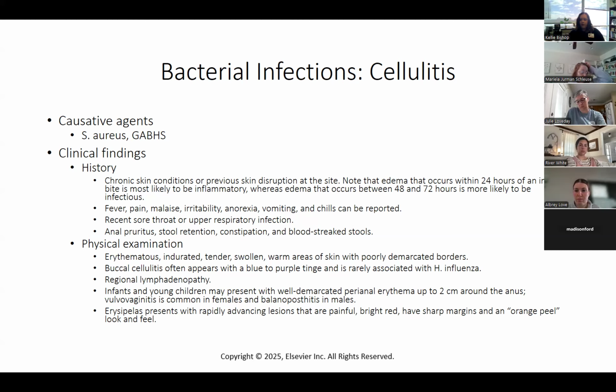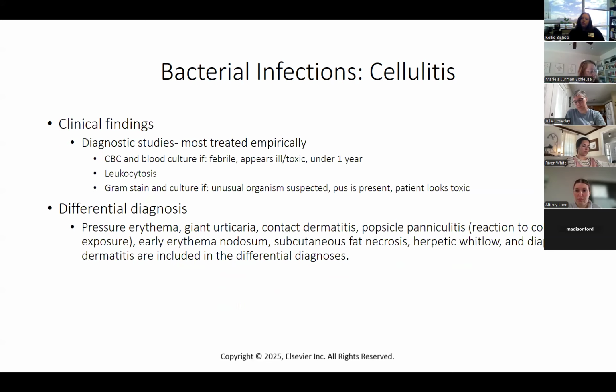They can have regional lymphadenopathy with cellulitis. Most of the time, like everything else in skin, we usually just treat empirically, but you can do labs. You want to do a CBC and blood culture if they're febrile, they appear really ill and toxic, or they're under a year old. On a CBC, you would see leukocytosis.